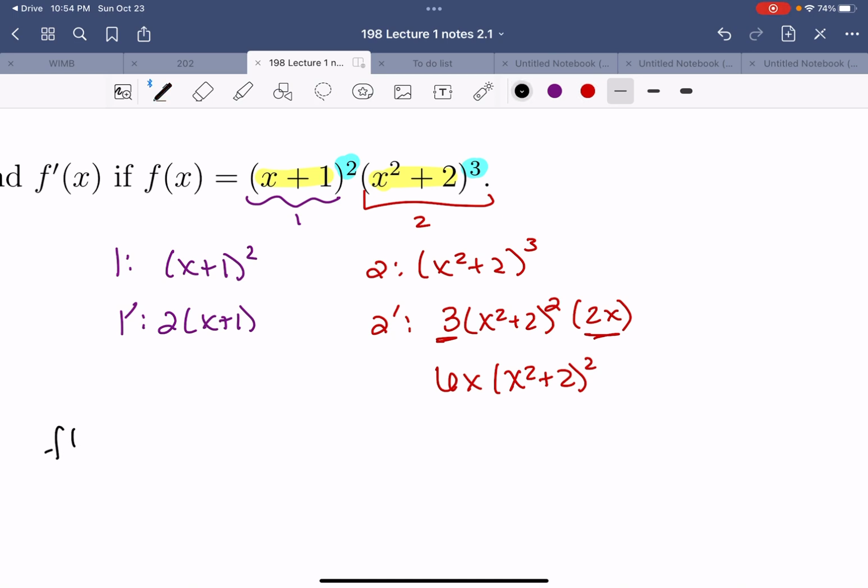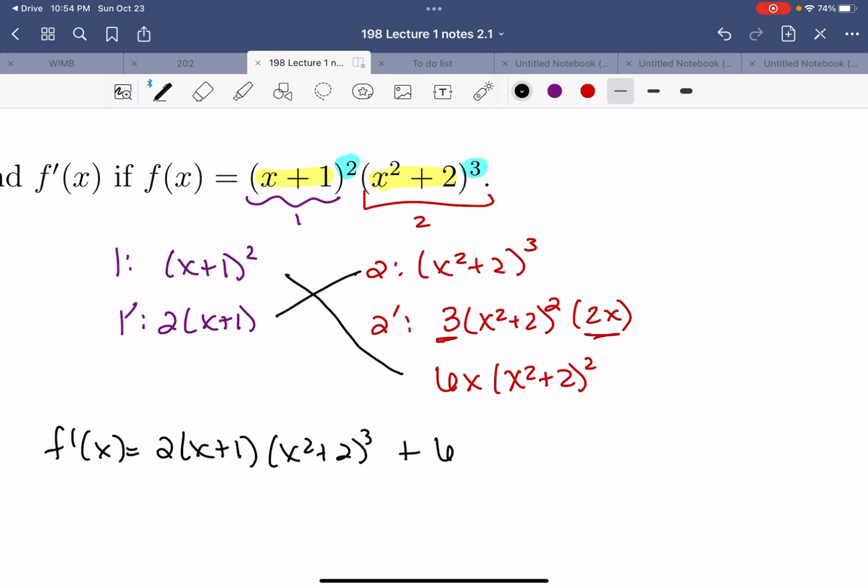Now when I put this all together, this is 1 prime 2, so this is 2 times x plus 1 times x squared plus 2 cubed, plus 2 prime 1, so that's 6x times x squared plus 2 squared times x plus 1 squared.